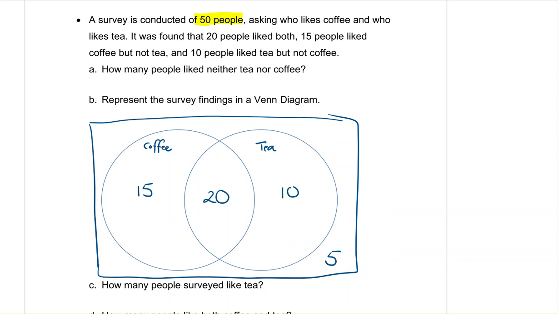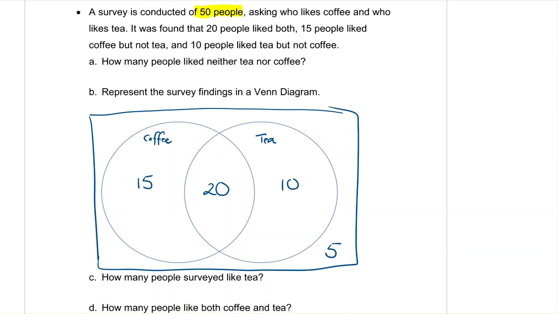One way to know is to make sure that your numbers do always add to give that 50, that total at the end. If you forget to subtract things off, usually your numbers are too big and you're wondering how on earth this can be possible? I've got too many people in here. All right, so we have some more things to answer.